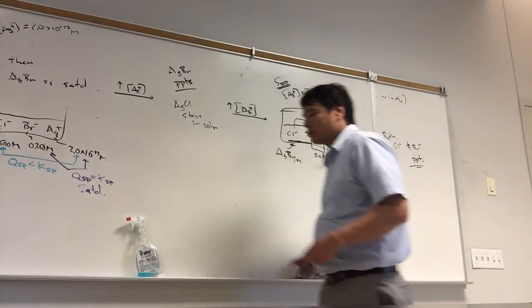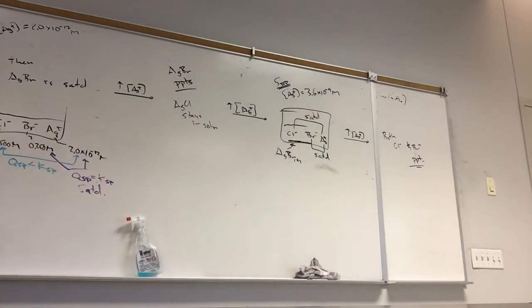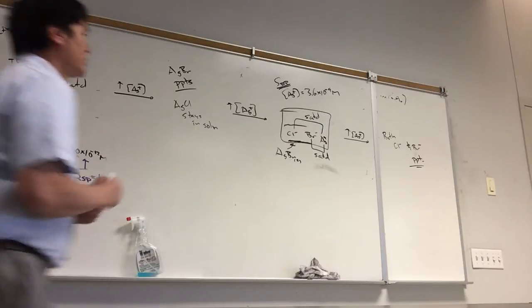This is called a fractional separation because we want to separate the chloride from the bromide. The way we're going to do that is to precipitate out the bromide and leave the chloride in solution. So I have to stop here.